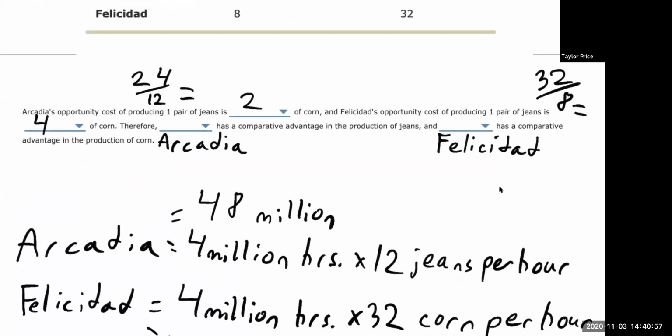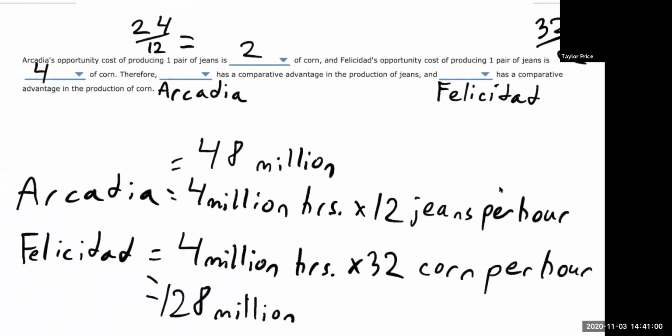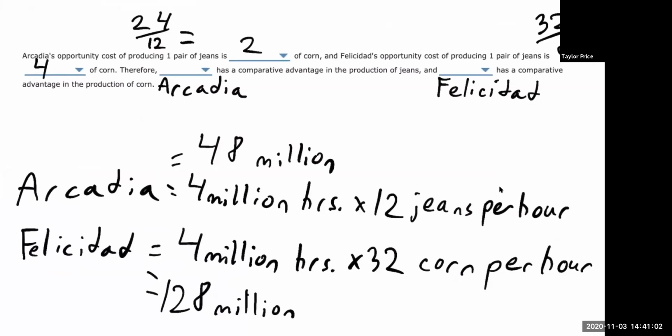To take that further, we're then given the amount of labor hours each country has to expend to produce the good. We're told that we have 4 million labor hours and we can produce 12 jeans per hour. So we know we can produce 48 million jeans in Arcadia. And for Felicidad, it's the same 4 million times 32 units of corn per hour, which gives us 128 million.